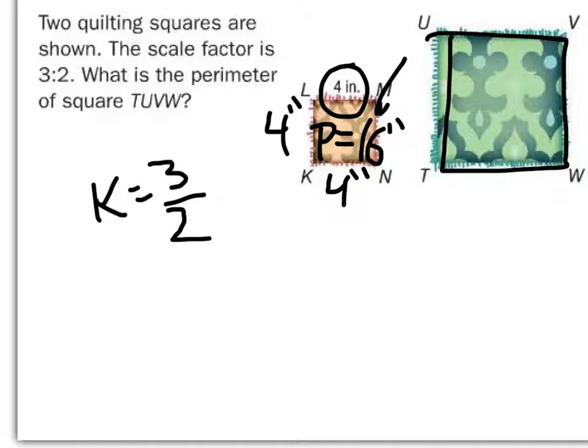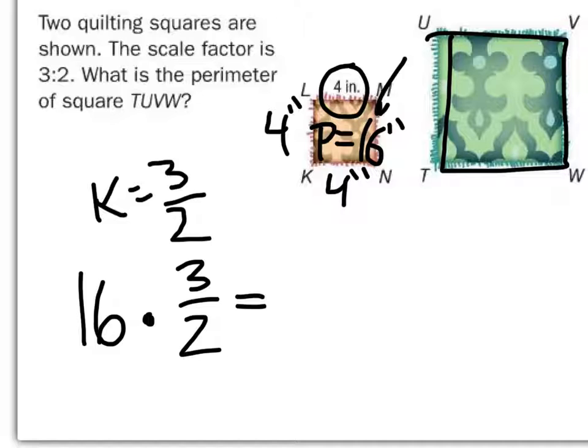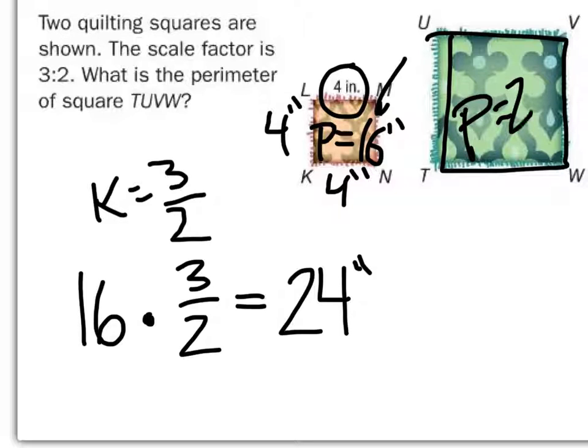Well, now that we have the perimeter, all we need to do is take the perimeter of the smaller one, multiply it by a scale factor of 3/2, and that'll tell us the perimeter of this green quilting square. And that looks like it's going to be 24 inches. Okay? So the perimeter of this square is 24 inches.